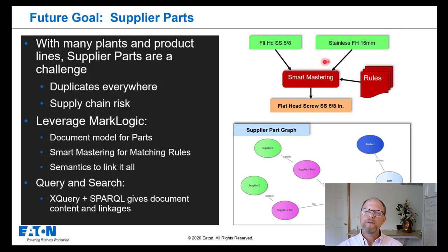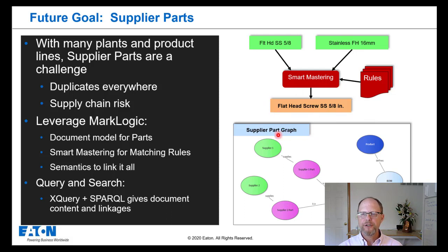What we want to do is use MarkLogic's smart mastering capabilities. That's something they built into MarkLogic a while back, and develop rules for how to deal with these, so we can create a consistent view of what Eaton calls supplier products.